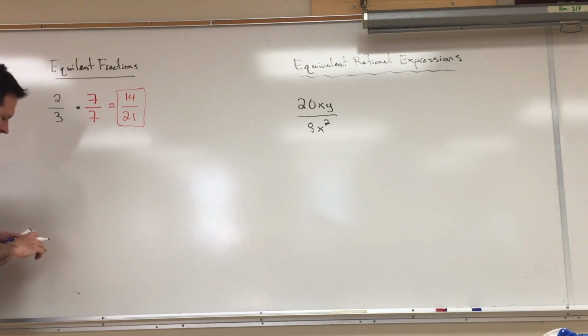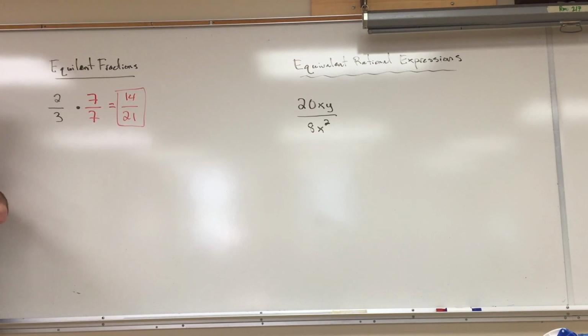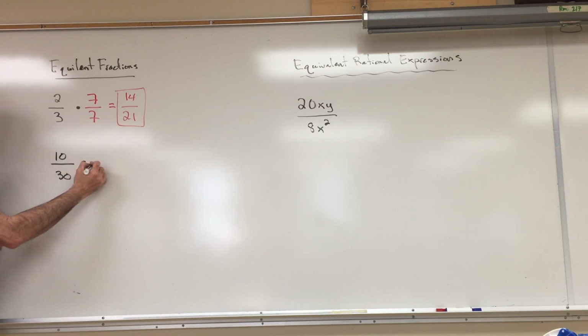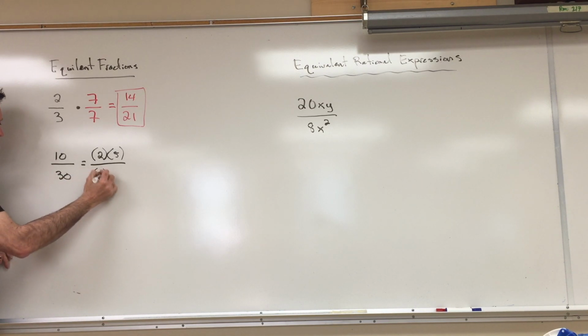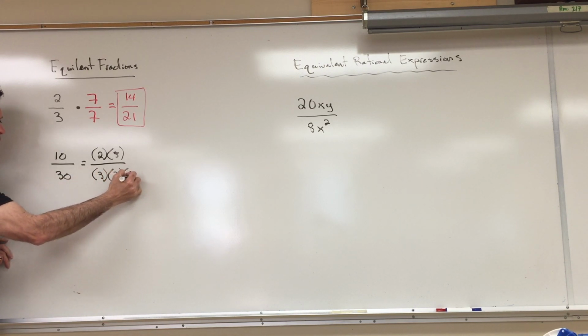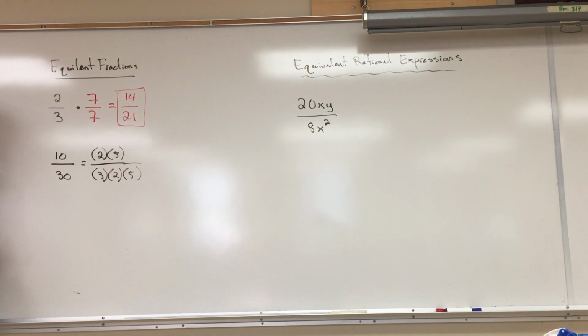Another way I could do it is if I had a fraction like 10 over 30. To find an equivalent fraction, I could reduce the fraction. If you recall, if I factor the top, I could have 2 times 5. I express the numerator as a product of prime factors. And the bottom would be 3 times 2 times 5, a product of prime numbers.